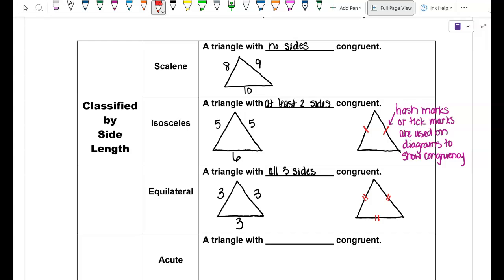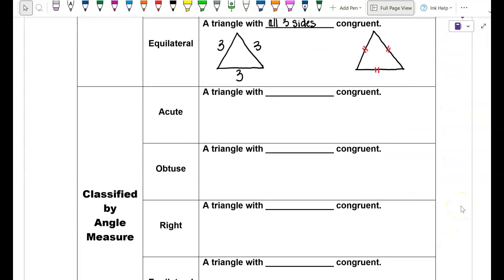And you can classify by side length and angle measure at the same time. It's not like it's exclusive where it has to be one or the other. A lot of times we would call it an acute scalene triangle or a right scalene triangle, just depending on what information we have. So the next, you can see there are 4 ways.